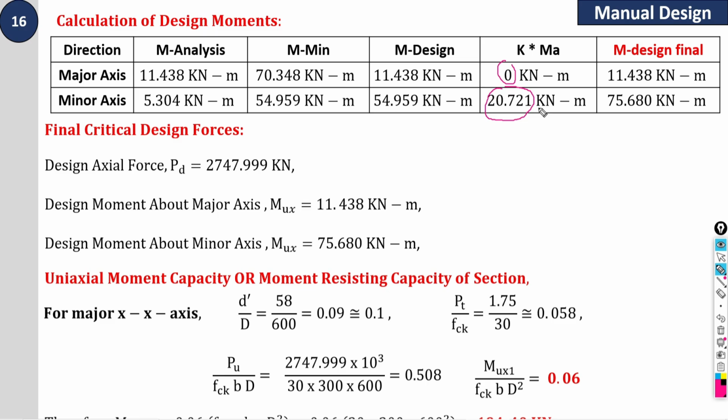Thereafter additional moment 0, additional moment 20.721. You may say that sir, why have you not taken this maximum? Try to understand, if I choose this one, ultimately the final design moment is going to become 70. What is going to come here? 70.